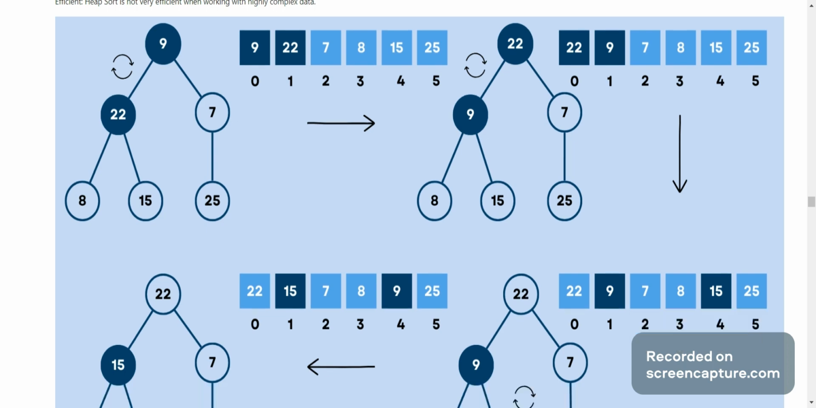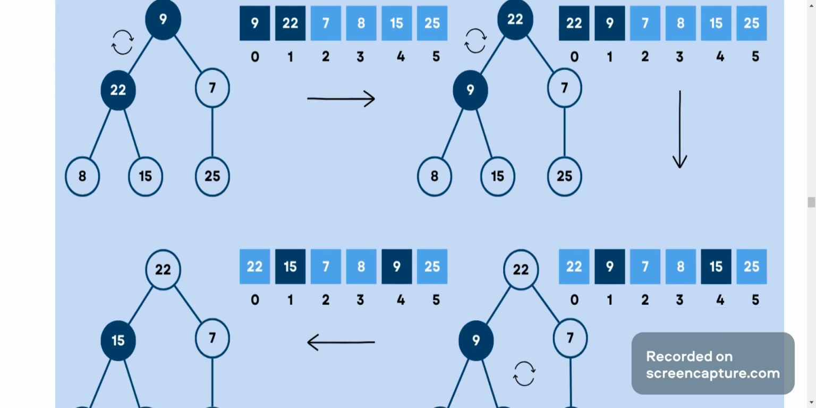And then it's obvious that this is a max heap now, for now, because we're ignoring 25 at the moment since we haven't traversed it yet. 22 is the maximum element, so we just pluck it out and put it at the 0th index.